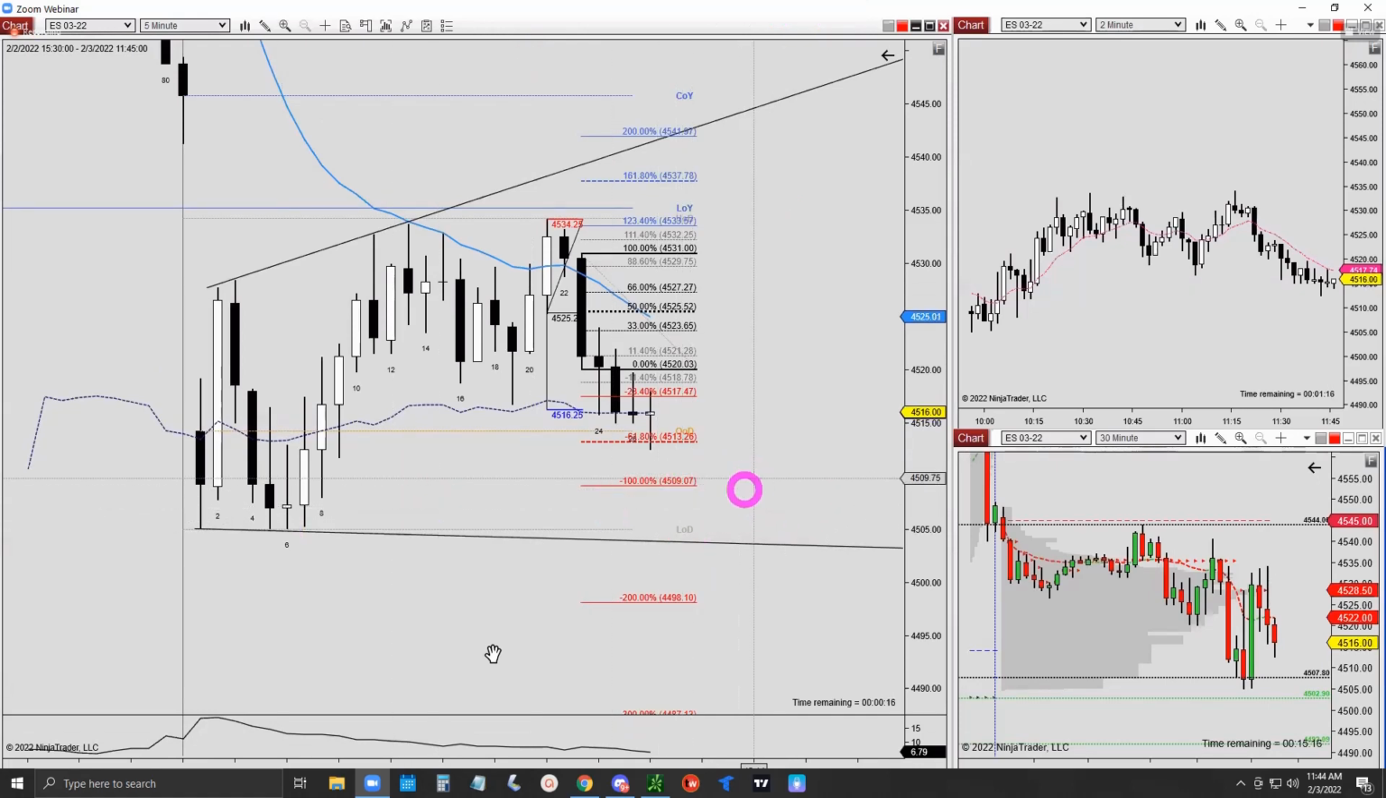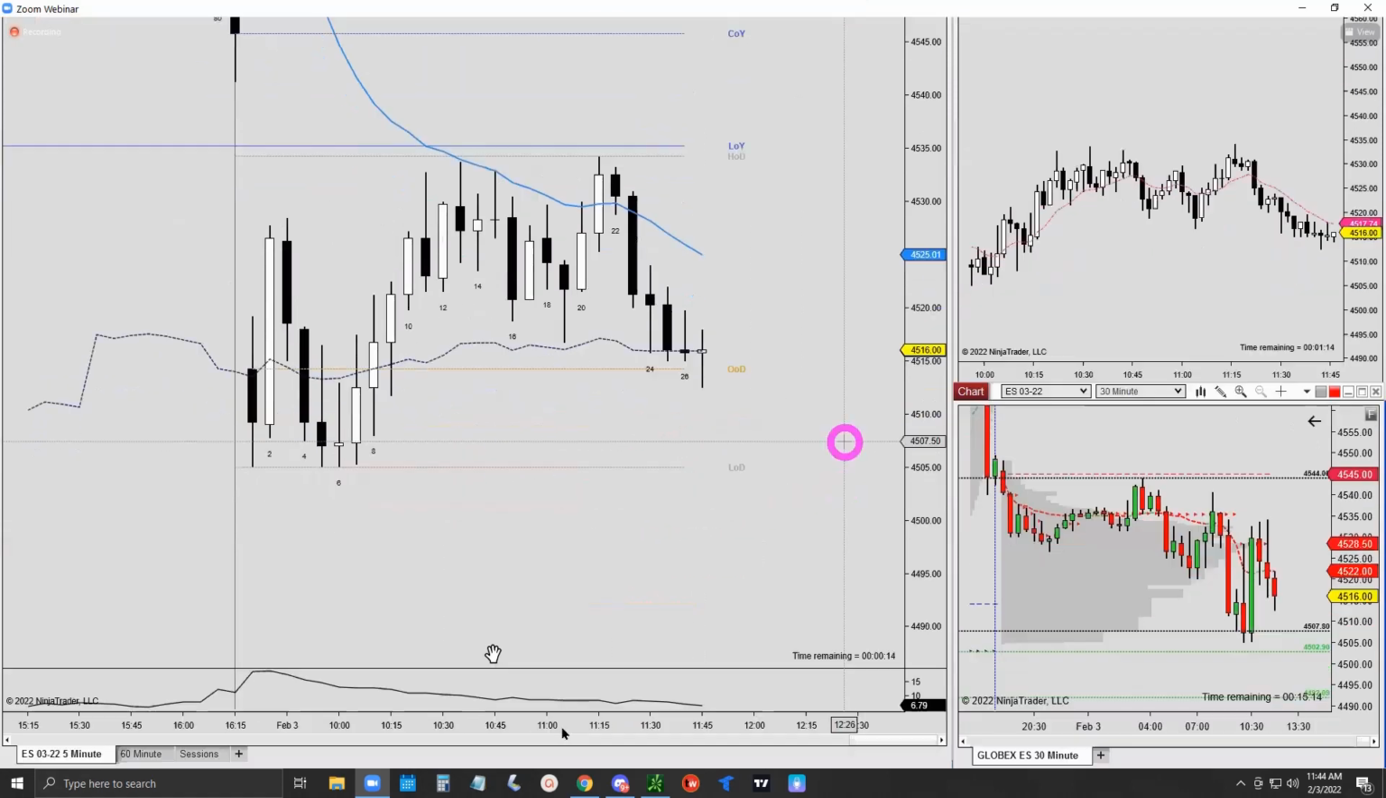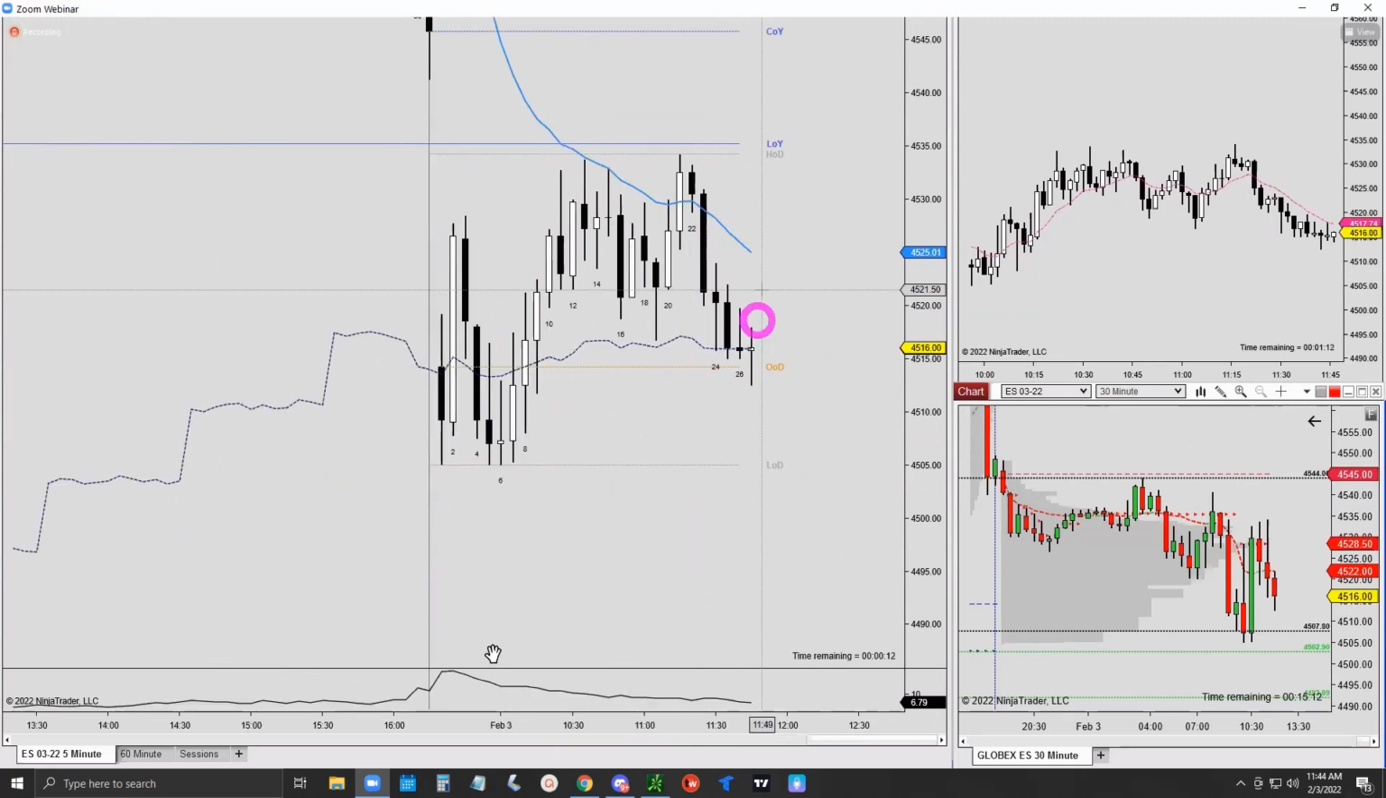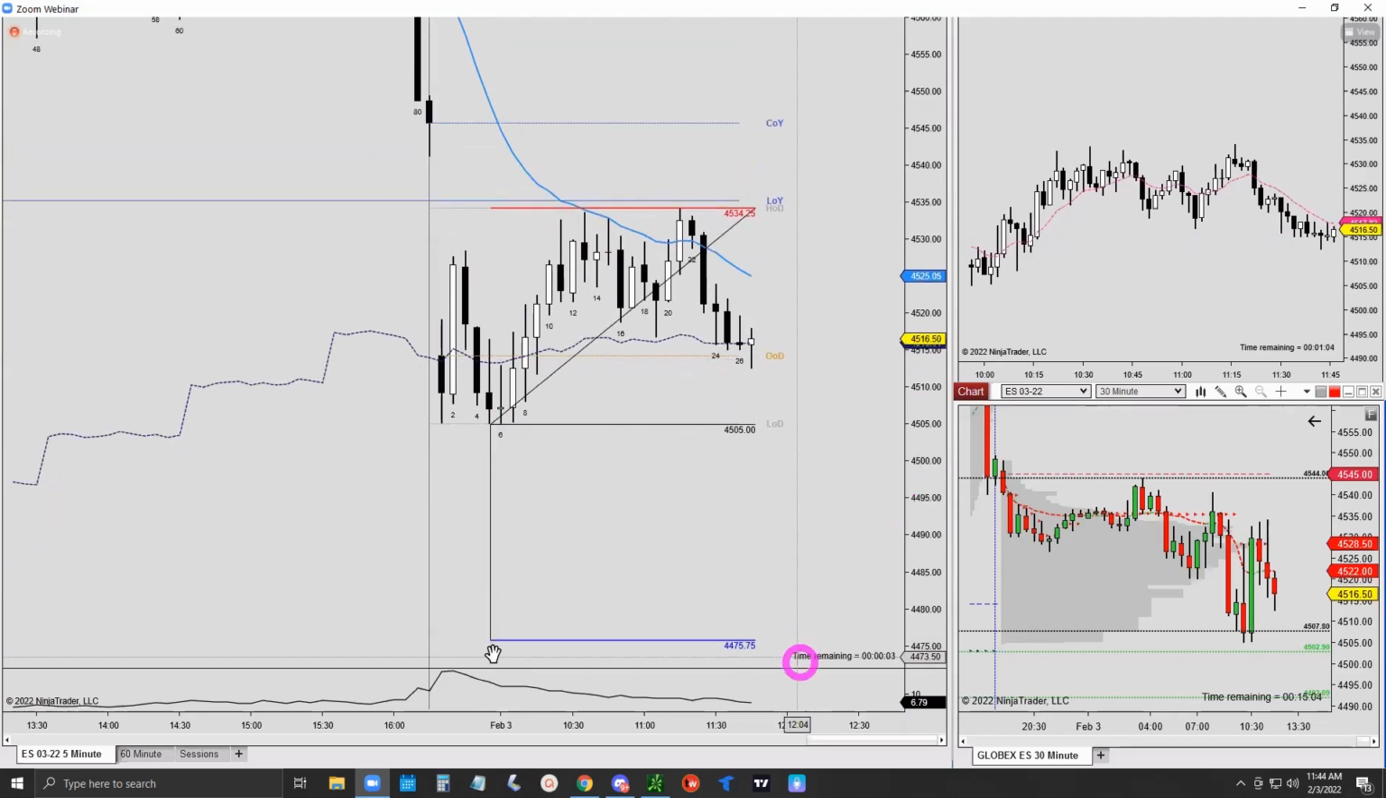Or we're going to break this. Okay, let me remove all of this, right? There's a structure here. Watch. There's a big structure here. If the bears are going to sell this, they could sell and project it down to here. Okay.